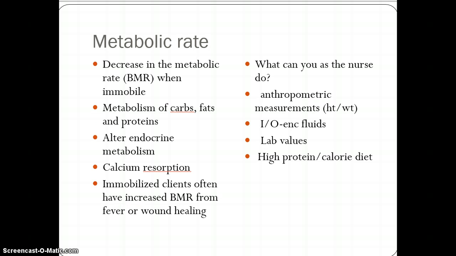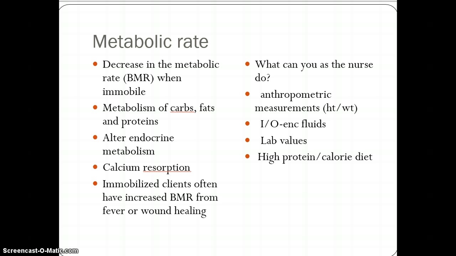As we look at our metabolic rate, we know that with immobility, the basic metabolic rate decreases. The metabolism of fats, carbs, and proteins change. The calcium reabsorption, that leads to osteoporosis. That's why weight-bearing exercise builds stronger bones. Immobilized clients often have that increased basal metabolic rate from a fever and wound healing, and so you may see it being elevated or decreased depending on what's going on with that patient.